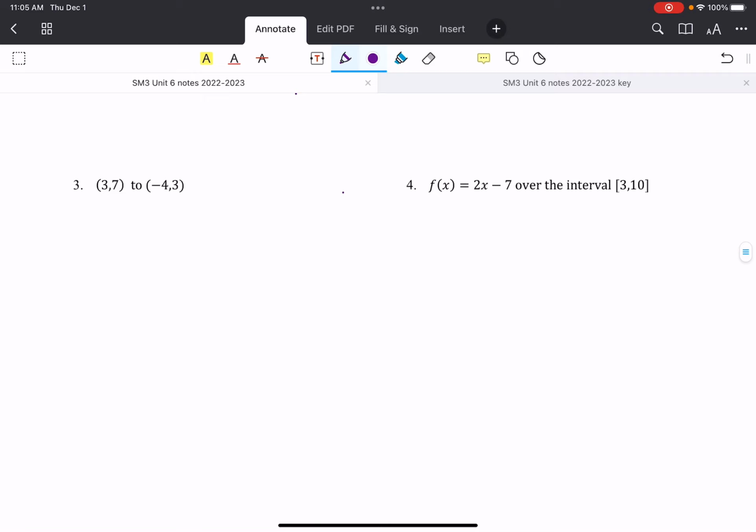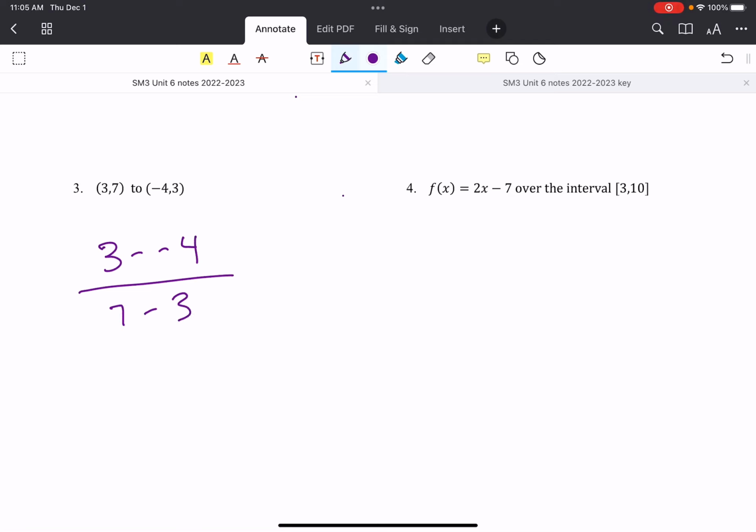Okay. What about this? How do you find the slope from 2 coordinate points? Subtract. What do I subtract? The x's and then you subtract the y's. No, it's the change in x and the change in y. So it'd be -7, right?